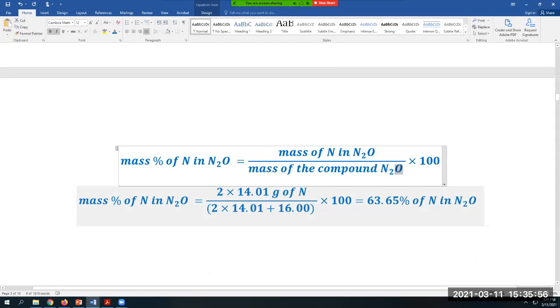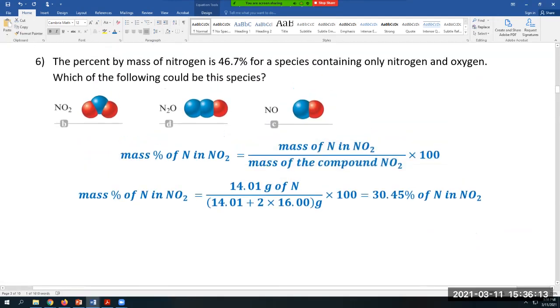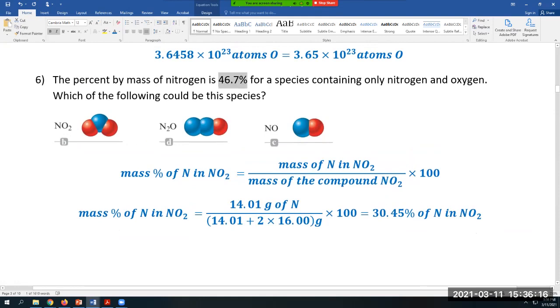The calculator answer is 63.6528. Again, we need 4 sig figs, so that rounds to 63.65. That's the mass percent of nitrogen in N2O. So it looks like this is not it again, because the mass percent that was given is 46.7. So it should be NO.